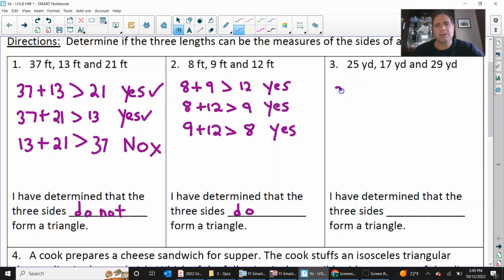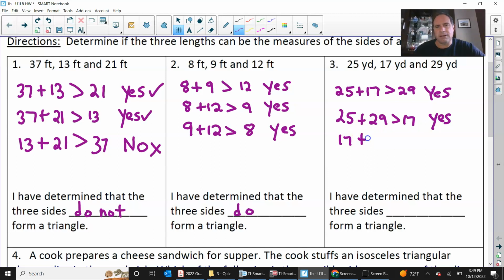Going to the third question, you have 25 plus 17. That has to be greater than 29. It is, so we're just going to say it is. That satisfies. Then we have 25 plus 29, and that has to be greater than 17, and that is. Then we're going to do 17 plus 29. And that has to be greater than 25, and it is. So I've determined that the 3 sides do form a triangle.